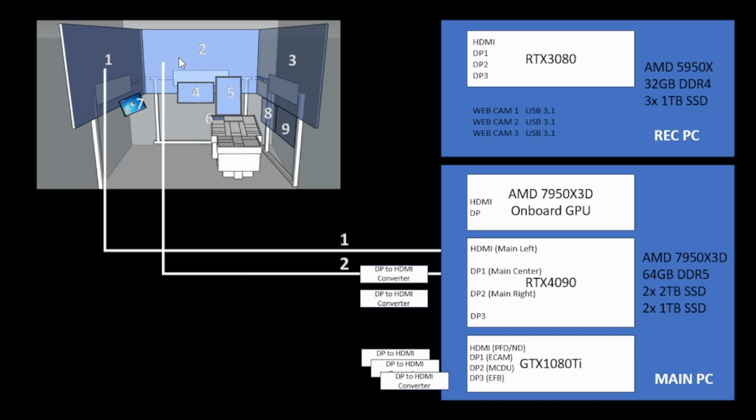The second TV, the center one, is connected to DisplayPort 1 through the DP to HDMI converter. You can swap it with the main one using HDMI, or else it's okay. The quality is quite reliable. The third one is similar, on DisplayPort 2. So main left, main center, main right. Only these 3 are connected to the RTX 4090.